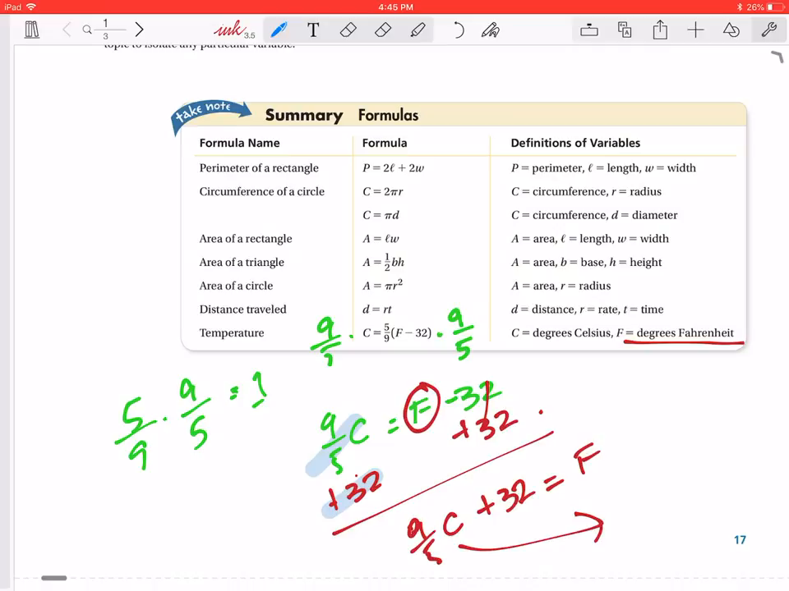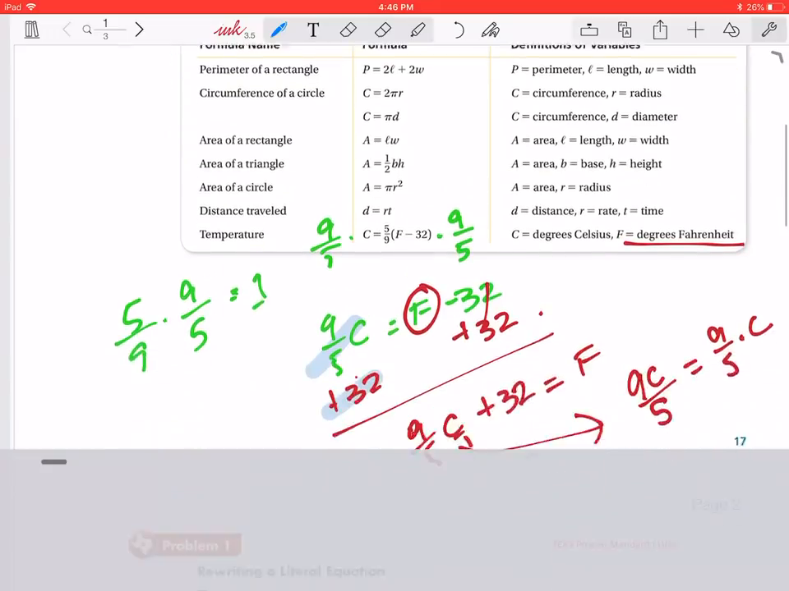Now, I want to comment about this 9/5. That's the same thing as saying 9C over 5. These are equivalent statements. Okay? Because that's essentially C over 1. And if we have C over 1, that's 9C over 5. Okay? Now, let's get further.